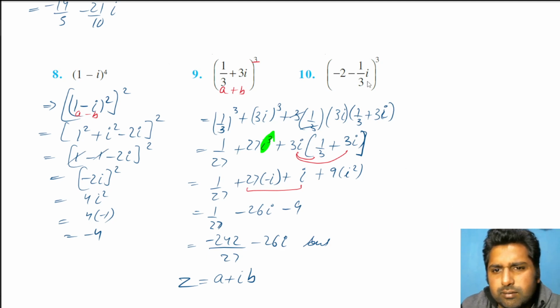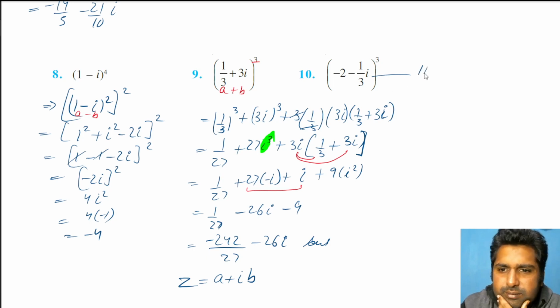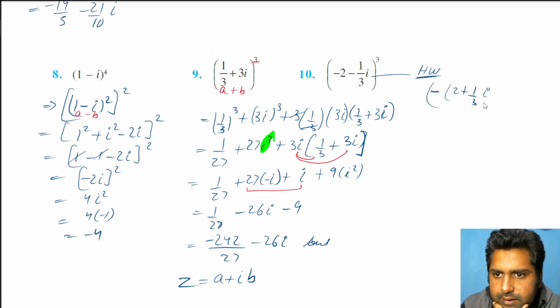All right. Again, same thing. I think this one is also about cube, but this time minus 2 minus 1 by 3. So what you can do is take this as an attempt, try to solve this on your own. Okay, I'll give you one hint. What you can do is, how to deal with that negative, because both the terms are given negative now. So take negative common. This becomes 2 plus 1 by 3 iota, and then you have to cube this.